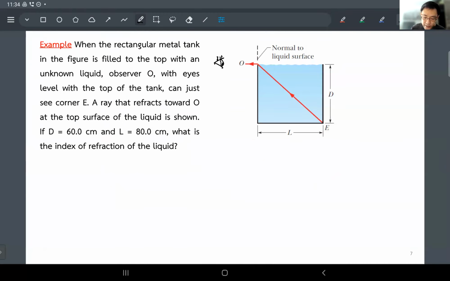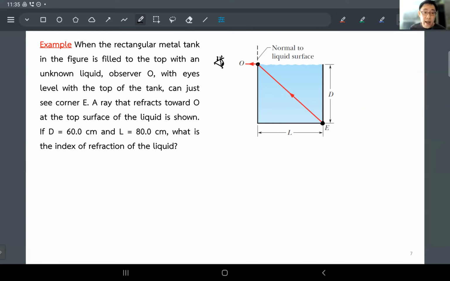And it turns out light coming from the corner of the tank gets refracted at the surface, and it's just refracted into his eyes. So that's why he can see the corner of the tank by just leveling his eyes at the top surface of the water, which is fine.